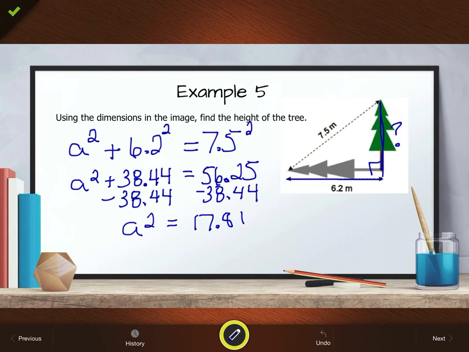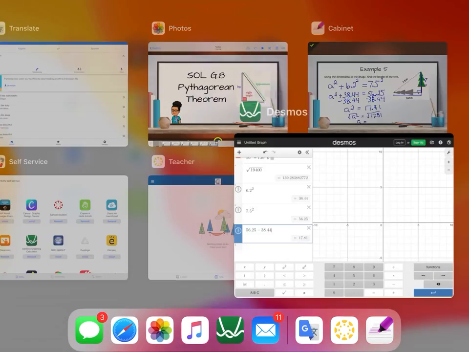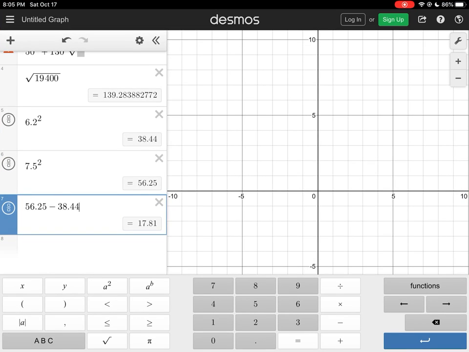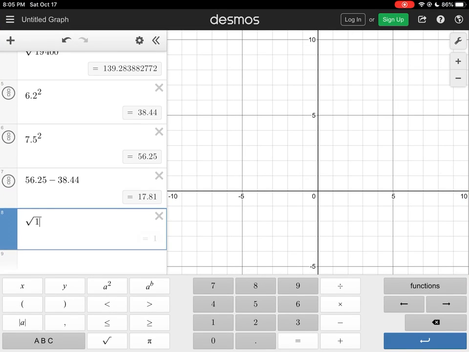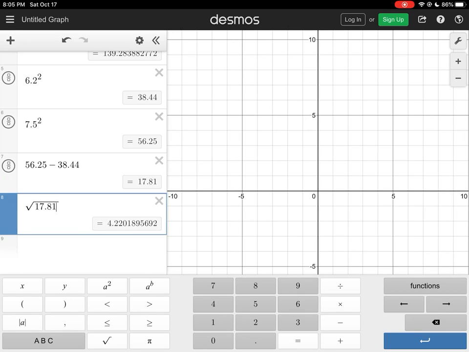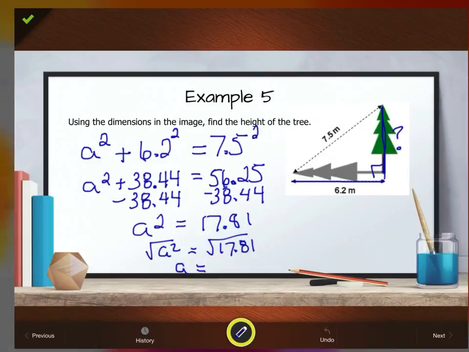Okay, last step. Now I can take the square root. And obviously 17.81 is not a perfect square because it's already a decimal. So you're not going to get just a nice pretty whole number. So now I'm just going to do square root 17.81, 4.2. Let's round to the nearest tenth. So it would stay a 2.